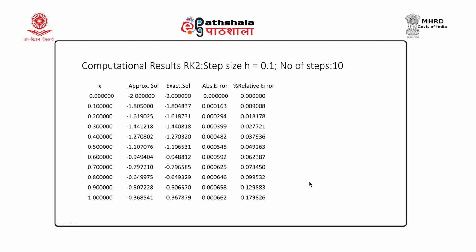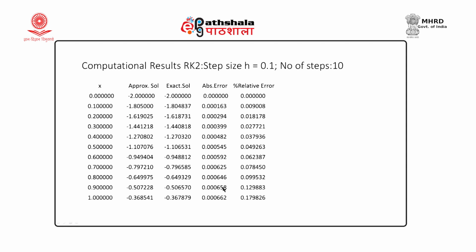Now, if you reduce the step size, let us say h equal to 0.1, half of what it was, then to reach 1 we need 10 steps, and the same formula is applied again. We get the value at 1 now as minus 0.368541, and the absolute error has reduced to 0.000662. Up to 3 decimal places the answer is correct, and the percent relative error has come down to 0.179826.